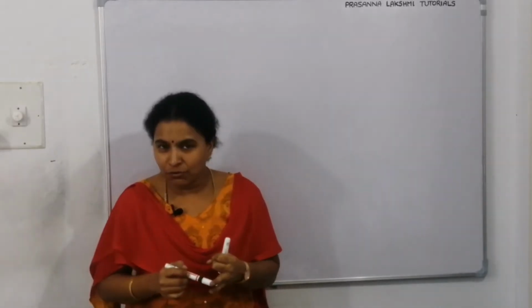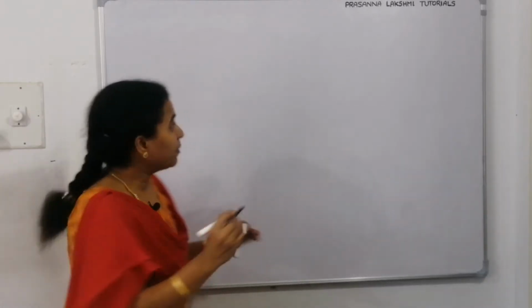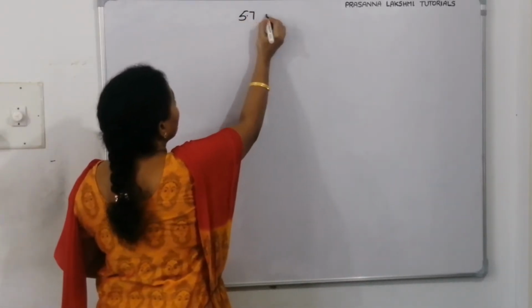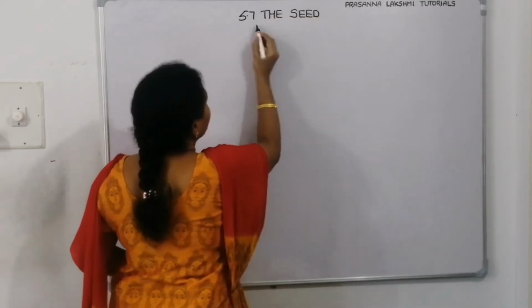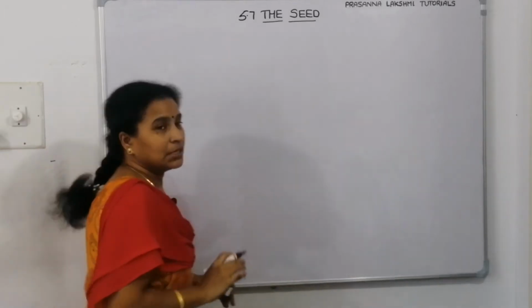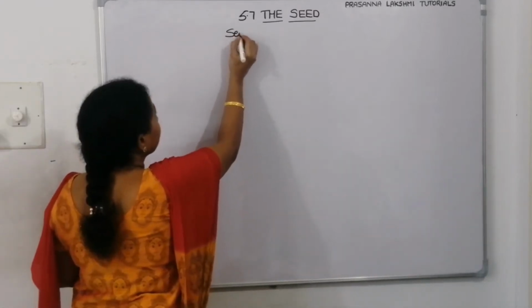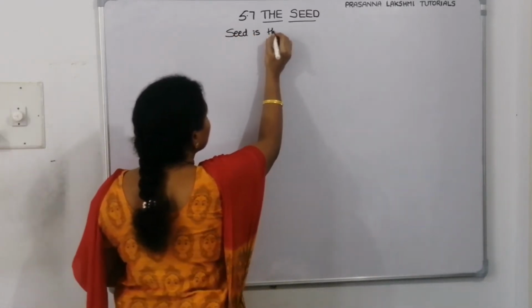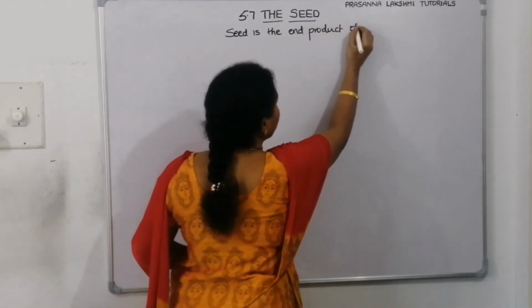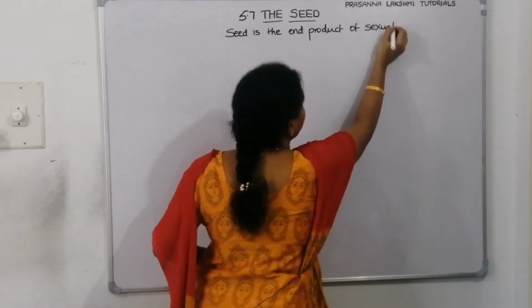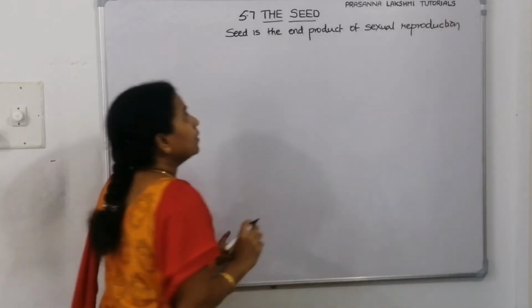Flower, we finished fruit. Now the next topic in the chapter, morphology of flowering plant, is the seed. It's our topic 5.7, which is the seed. Seed is the end product of sexual reproduction. What is seed? Seed is the end product of which reproduction? Sexual reproduction.